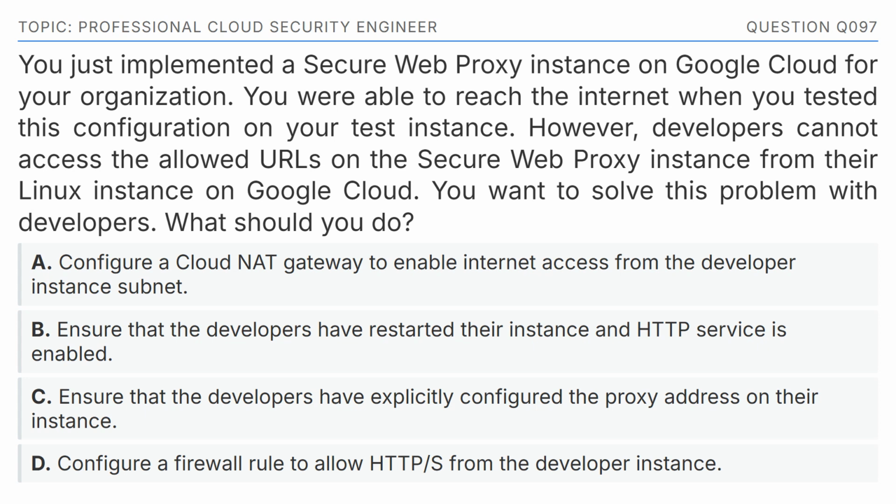Configure a Cloud NAT gateway to enable internet access from the developer instance subnet. Option B. Ensure that the developers have restarted their instance and HTTP service is enabled. Option C. Ensure that the developers have explicitly configured the proxy address on their instance. Option D. Configure a firewall rule to allow HTTP/S from the developer instance.